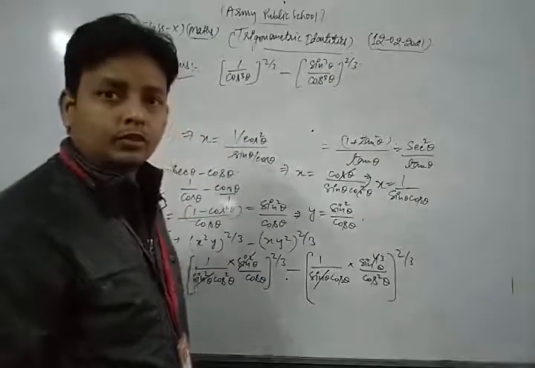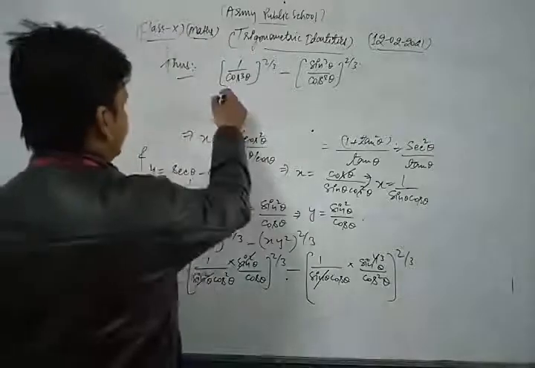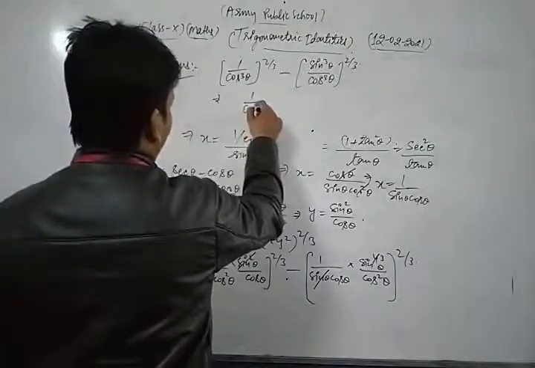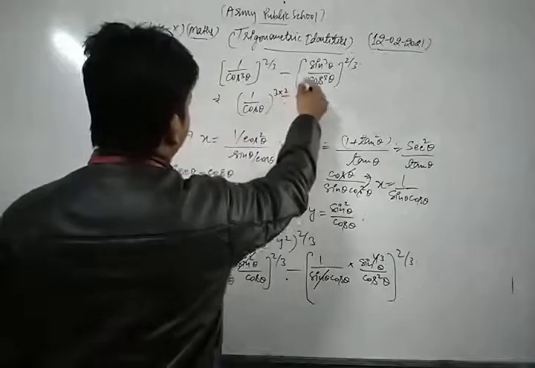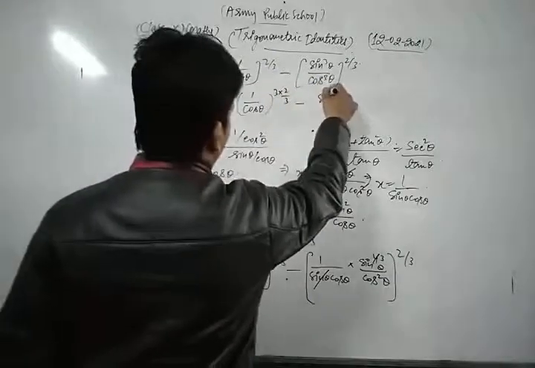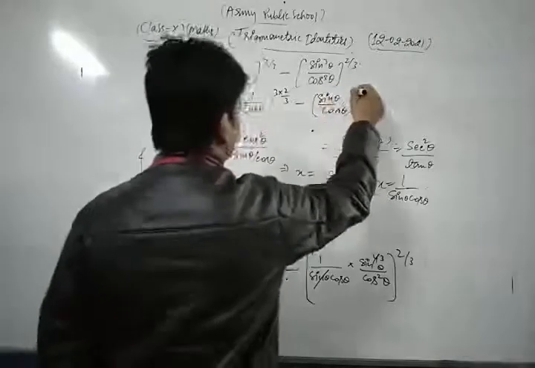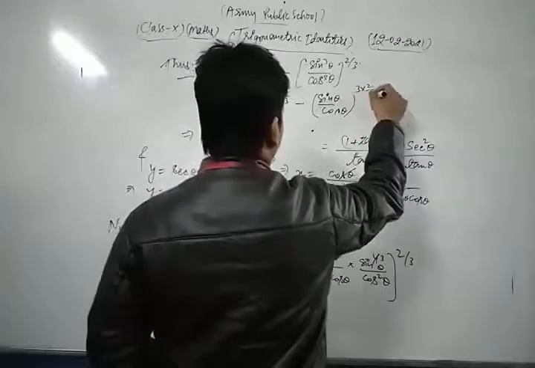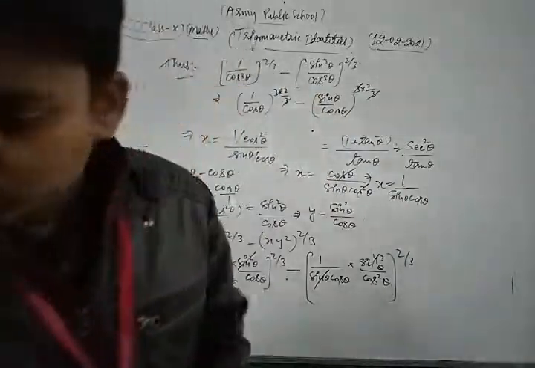Okay, dear students, now we just use the laws of exponents. So we can write 1 upon cos theta to the whole power 3 into 2 by 3, minus sin theta upon cos theta to the whole power 3 into 2 by 3. Now 3 cancels with 3, and 3 also cancels here. So we get what? Let's see.